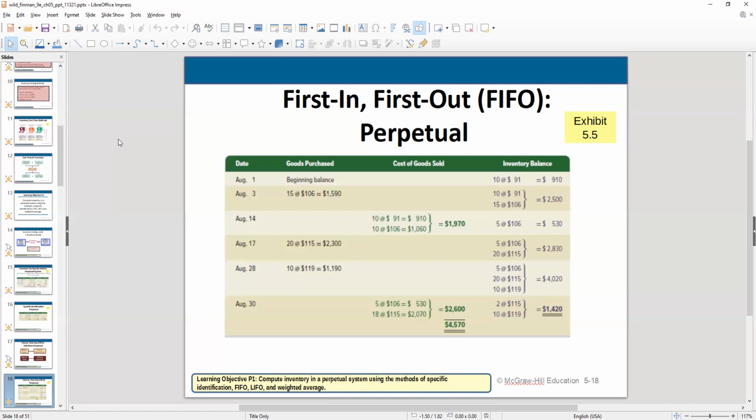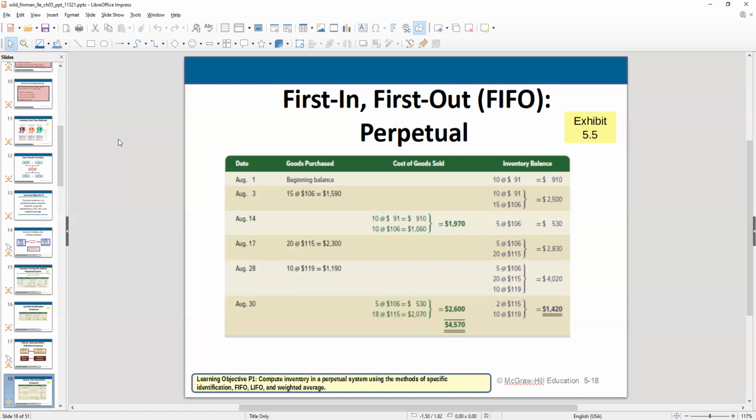If we look at the bottom of the cost of goods sold column, we see that we have a cost of goods sold for the period of $4,570. If you combine what we recorded for August 14th and August 30th, it comes up with $4,570.